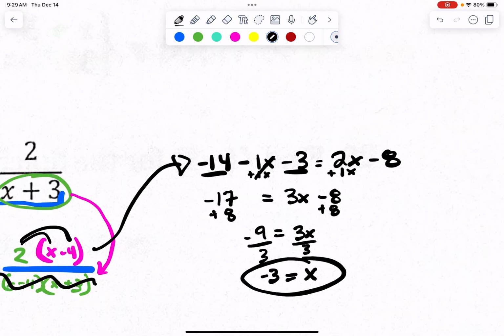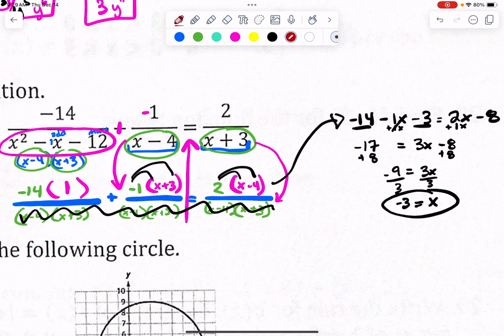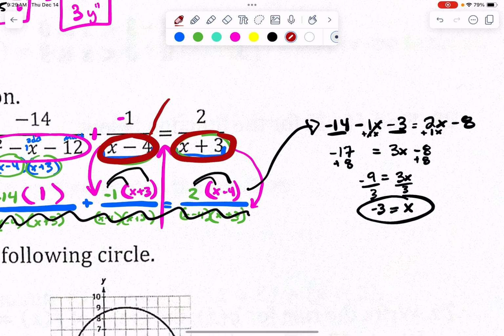All right, hold up before we call it quits. We look at our original problem, and these were our denominators. And really, this guy is those two together. So we look and say, what can x not be? If x minus 4 can't be 0, then x can't be 4, right? And if x plus 3, we don't want that denominator to be 0, so x can't be negative 3.